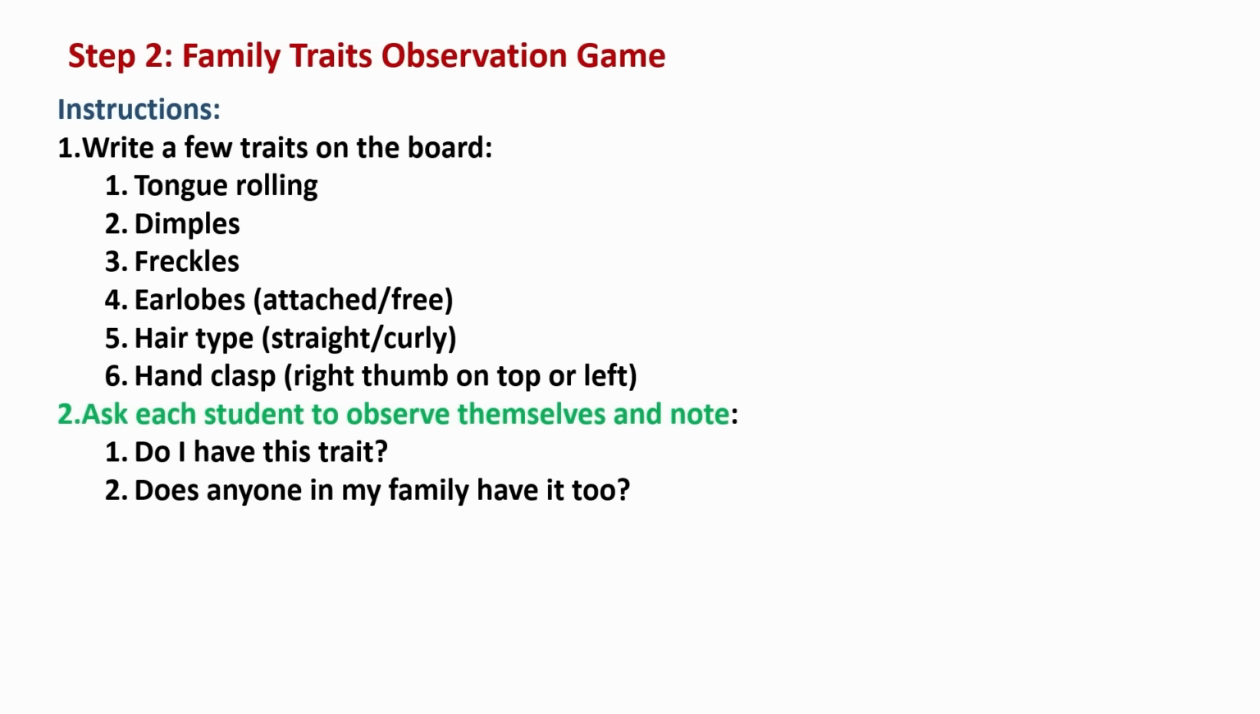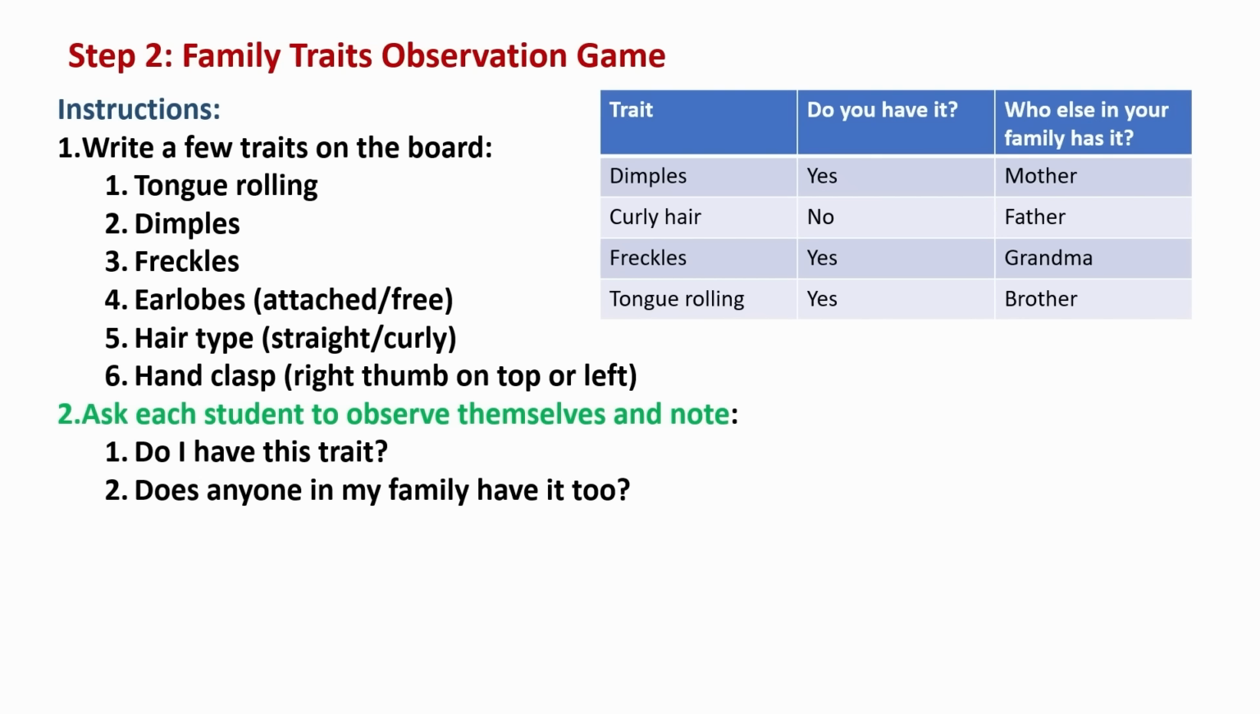They will discuss in groups and prepare a table like this. It contains trait, do you have it, and who else in your family has it. Some of the students wrote that they have dimples and dimples are present in their mother too. They have no curly hair, but father is having curly hair. They have freckles like their grandma and tongue rolling is like their brother.